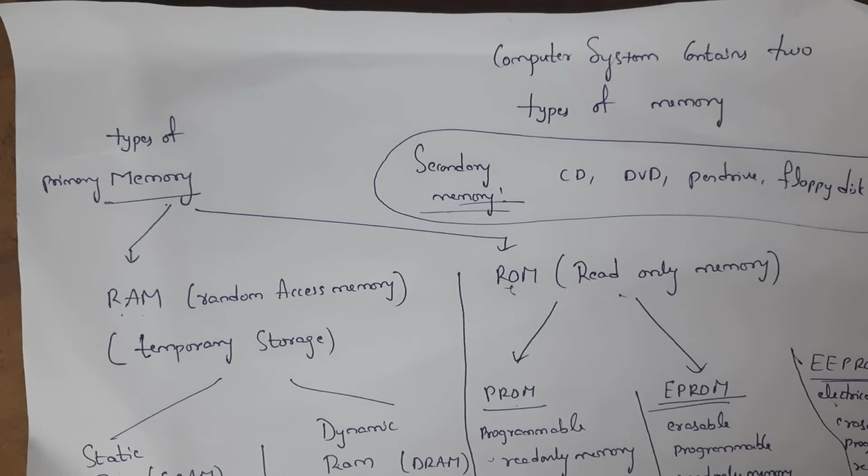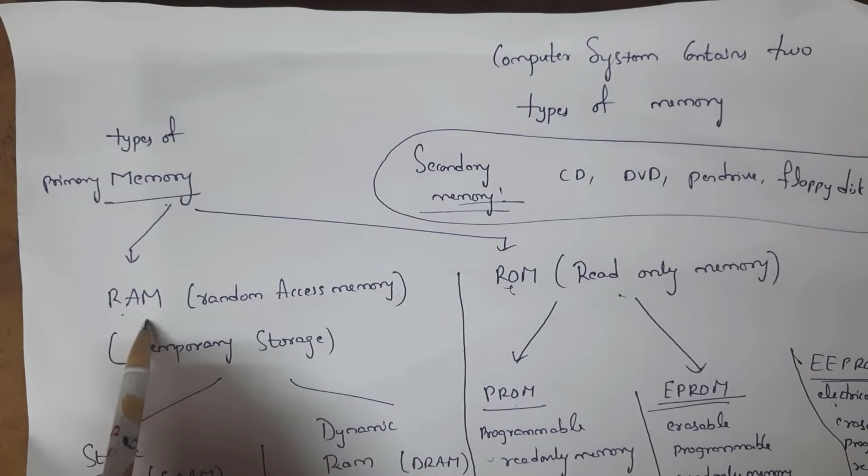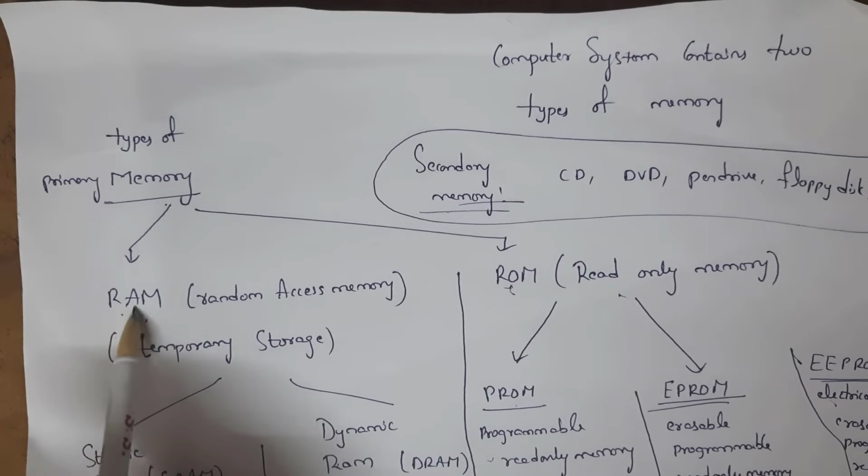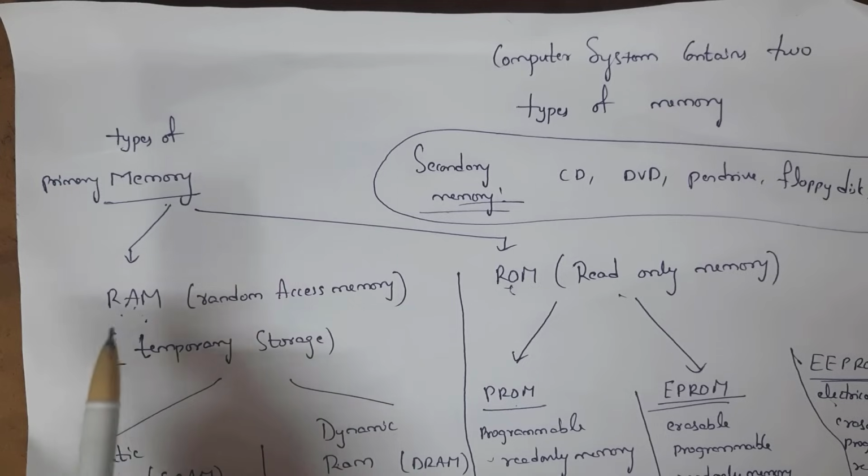At first I will explain what is primary memory. There are two types of primary memory. One is random access memory and the next one is read-only memory. At first I will explain what is RAM. RAM stands for random access memory. This RAM is temporary storage, that is, whatever data is present inside RAM, once we shut down our system, all this data will be lost. So we call this RAM temporary storage.